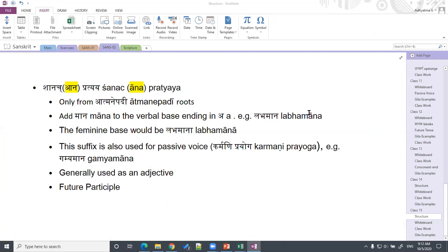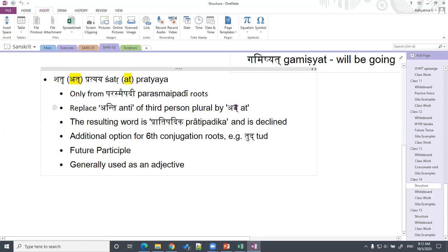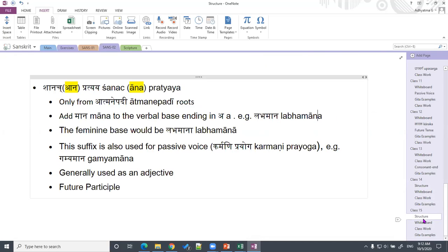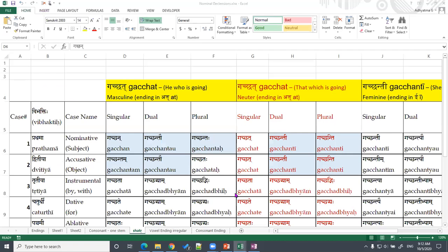The resulting word, as in the previous case, is a pratipadika, a nominal base. And being a nominal base, it will have declensions. You see how the base is ending in akara, unlike in the Parasmaipadi roots, where the base is ending in takara. Because of that, declensions become extremely simple. So here, all you have to do is just like Rama.